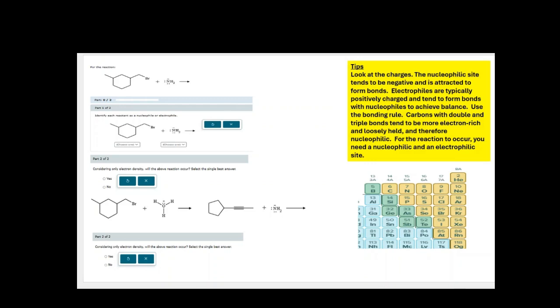Identify each reactant as nucleophilic or electrophilic. And then part two of the question is asking us to consider only the electron density where the above reaction occurs. And then my tips for this question, fairly simple.